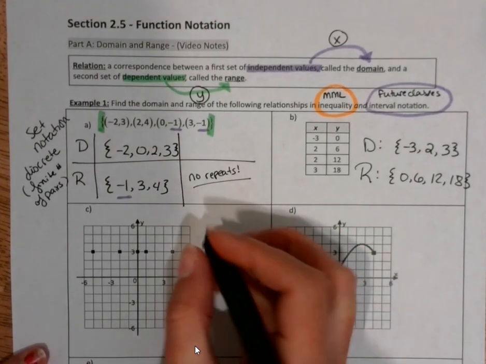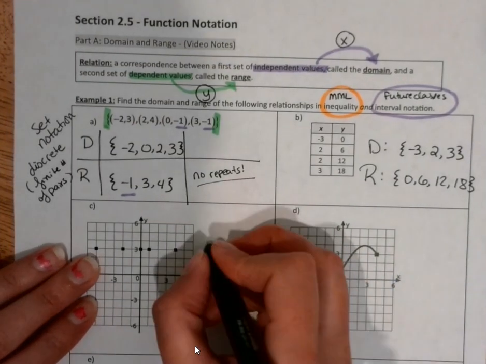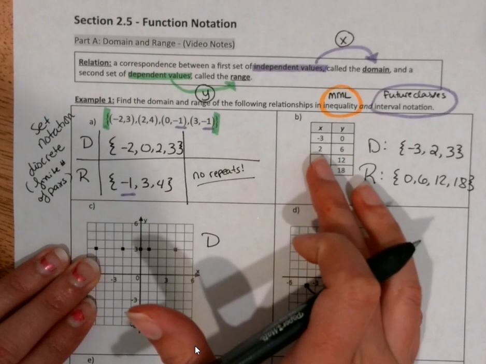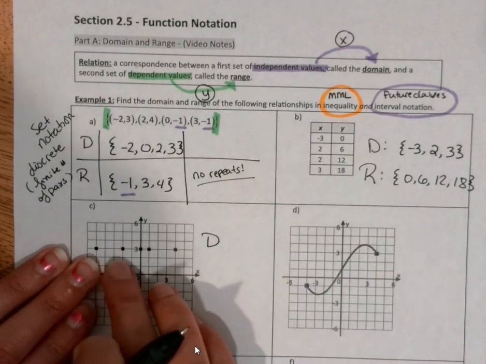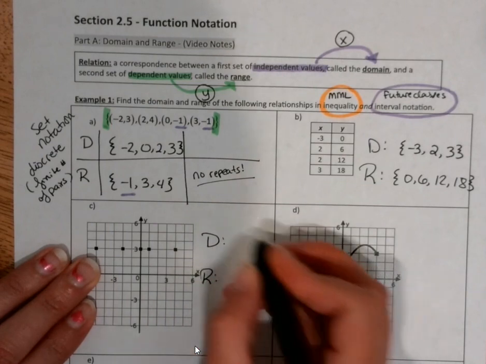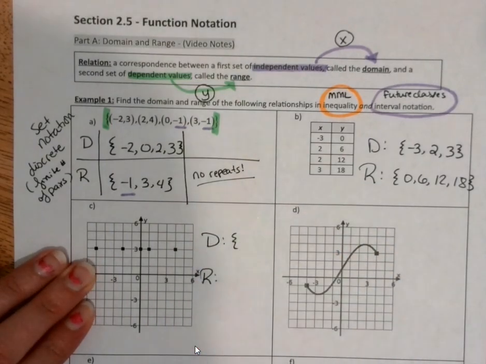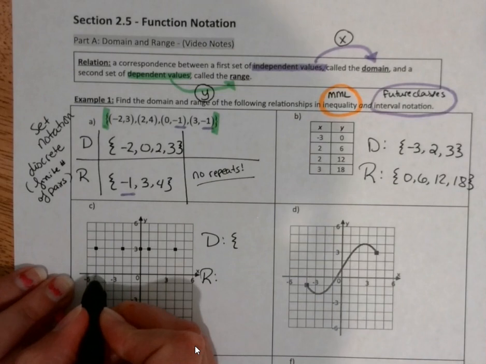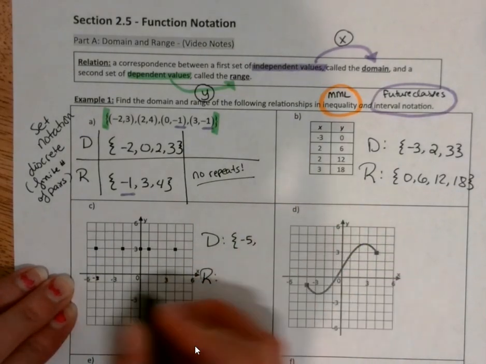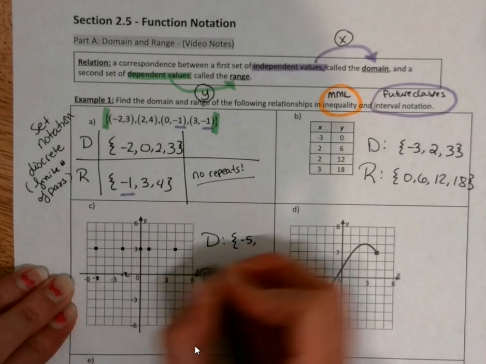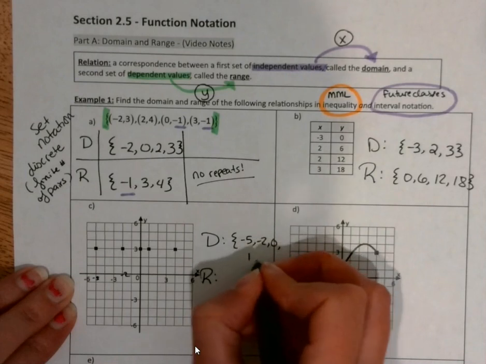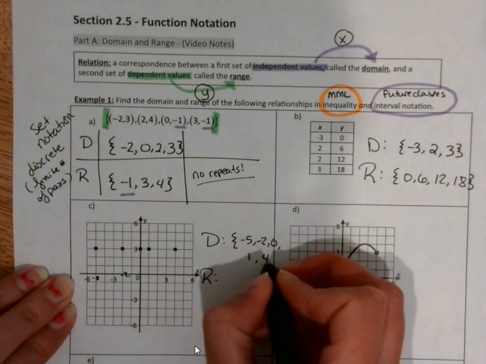Okay. When I get to part C, it's a picture of the same type of things as A and B. A picture of discrete data because there's no connections. So I use set notation for my domain and range. Okay, X values. So those are -5 being the smallest, -2, 0, 1, I'm going to go down the next line, and 4.